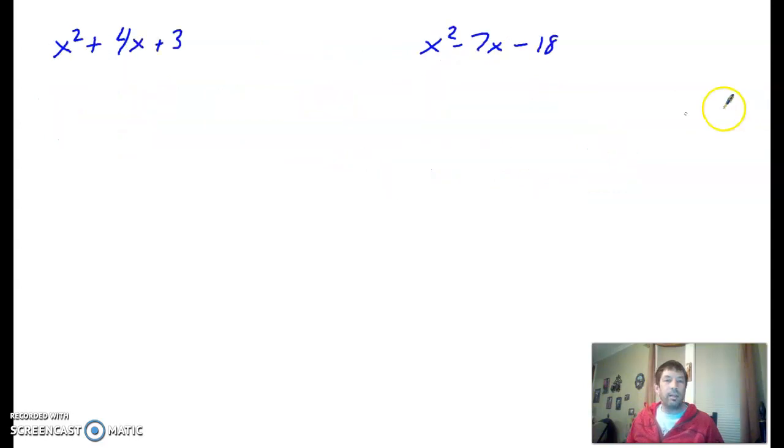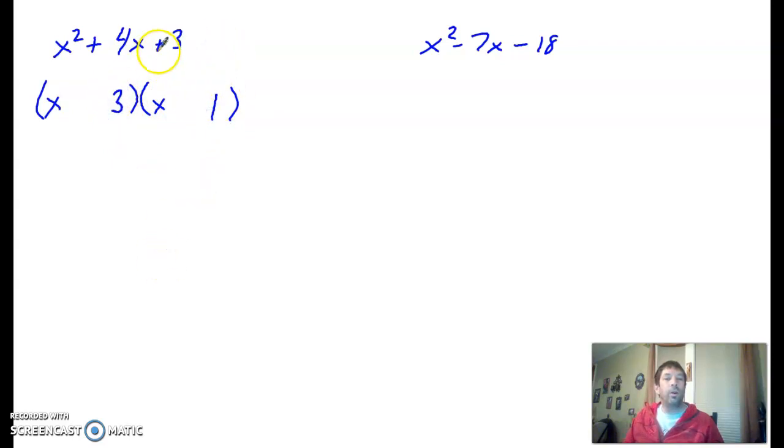Now let's take a look at just some general, fairly simple factoring problems. So anytime you're starting off with just an x squared here, we're going to start both of our parentheses with x. And then, since we've got a 3 here, that means the two numbers at the end of the parentheses have to multiply to give us 3. Well, the only way to do that is to make one of them 3 and one of them 1.